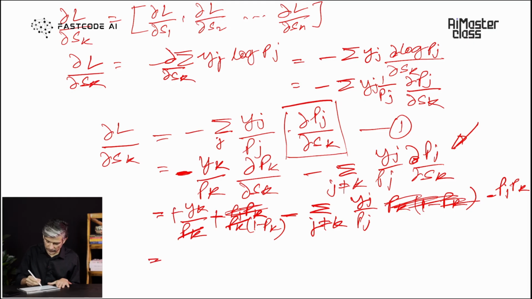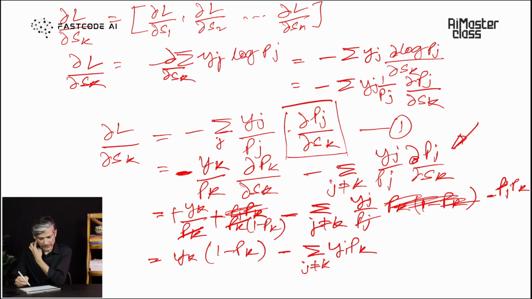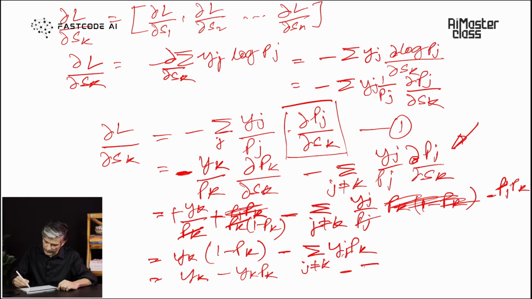The minus and minus becomes plus, so it becomes y_k(1 - p_k) minus the sum over j not equal to k, and now this p_j and p_j get cancelled, minus y_j p_k over all j. So the loop is over j. Now if you open it up further, we had a minus sign out there, so let's open it up. We have y_k minus y_k p_k, and minus the sum of y_j p_k when j is not equal to k.